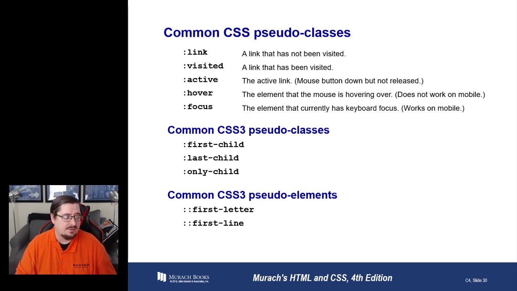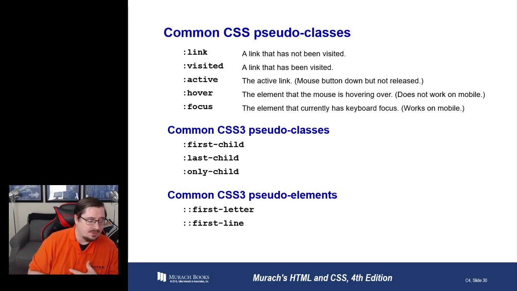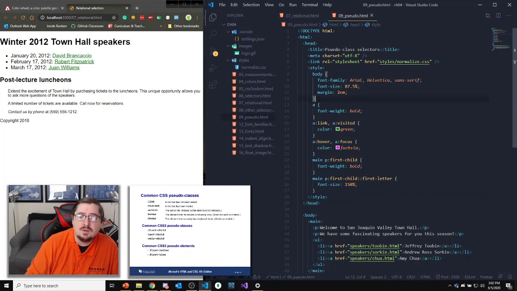Another way to select elements with your rules is to use what we call pseudo classes. Pseudo classes are classes we don't actually define in the HTML, but they're dynamically generated and dynamically applied. So if I look at, let's say, the pseudo example, pull up pseudo, run that with live server.